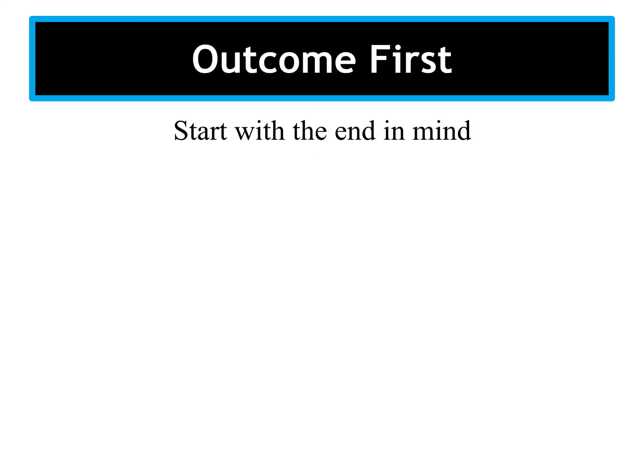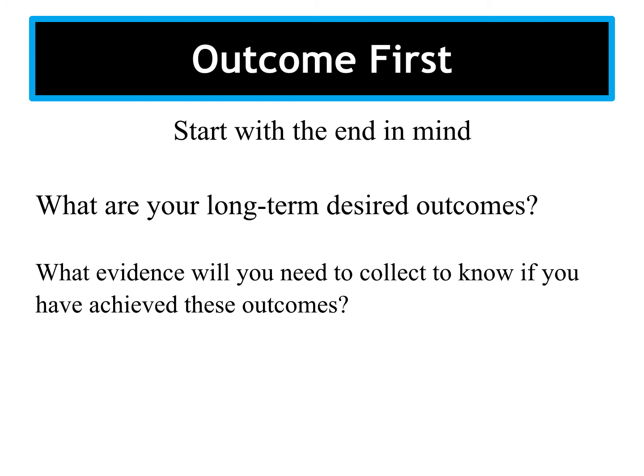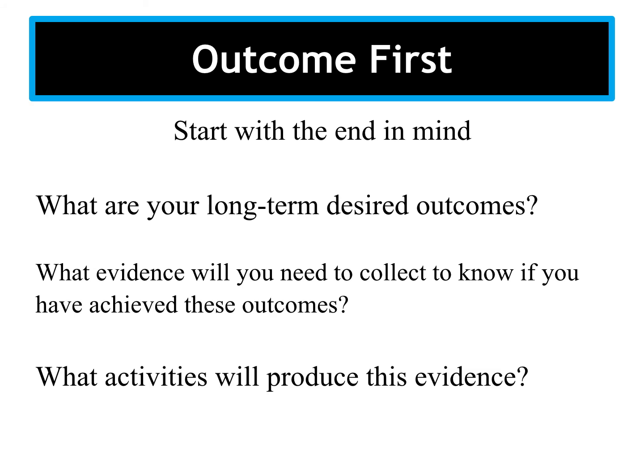Others start with the end in mind. They would start with the outcome first. What are your long-term desired outcomes for the program? We would record those into the logic model. Then ask ourselves, what evidence will I need to collect to know if I have achieved those outcomes? Moving on to the outputs category. And then asking myself, what activities will produce this evidence?